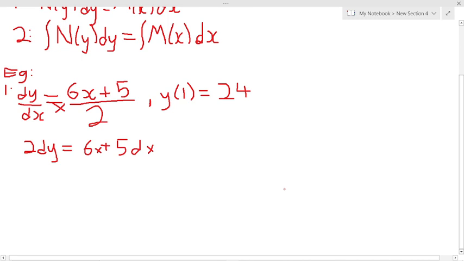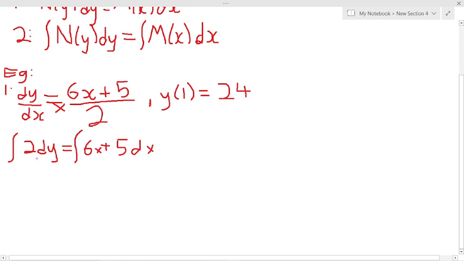The next thing we do here is to integrate at both sides. And that is it. That is all about separable. You group like terms, you integrate, and if there are further simplifications, you just do so. So we are integrating 2 dy, and we are integrating 6x plus 5 dx.